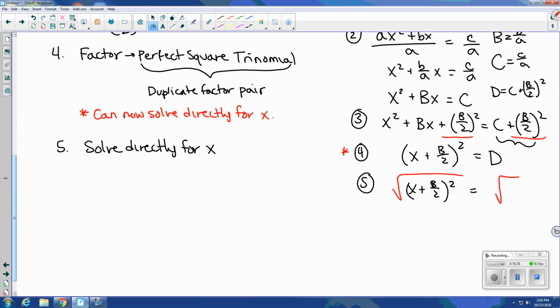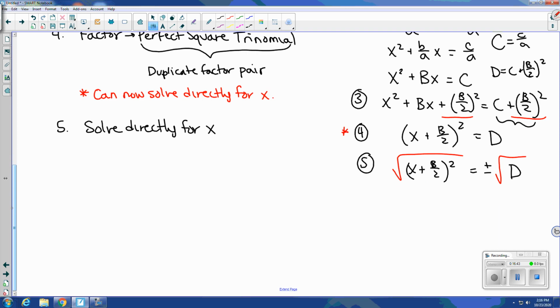Now remember, when we take the square root of both sides, the square root property says we have to consider the positive or negative square root when solving that quadratic. So it cancels out on the left side, and all we're left with is x plus b over 2 equals plus or minus the square root of d. And remember, d was that whole thing that we just condensed down before. And then I can just subtract b over 2 to the other side and get plus or minus.